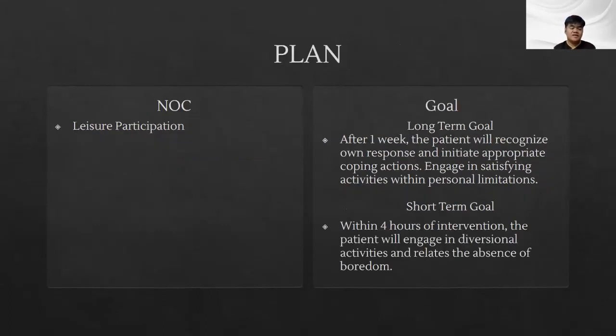So for the planning, the nursing outcomes classification is leisure participation. For the goals, the long term goal would be, after 1 week of nursing interventions, the patient will recognize own response and initiate appropriate coping actions, and engage in satisfying activities within their personal limitations. Next, for the short-term goal, within 4 hours of nursing intervention, the patient will engage in diversional activities and relate the absence of boredom.